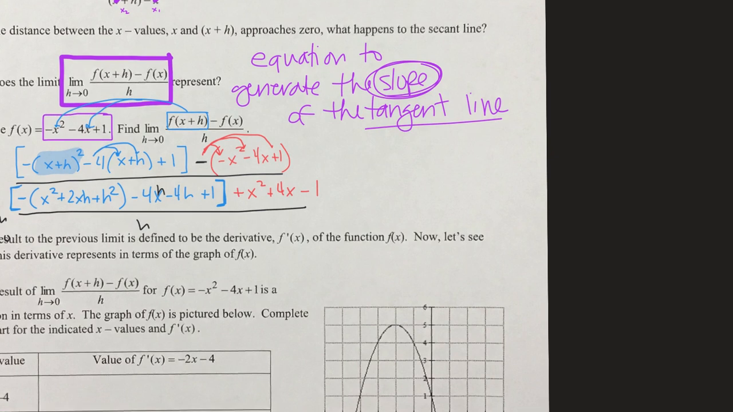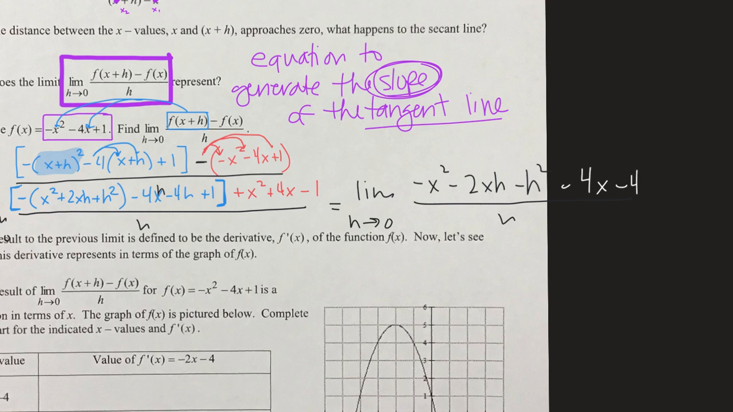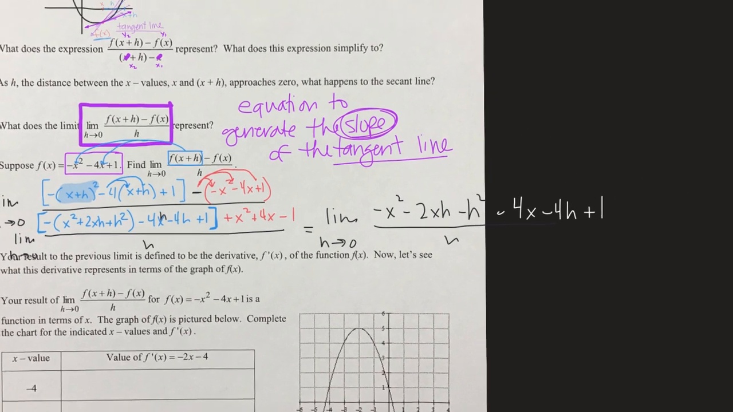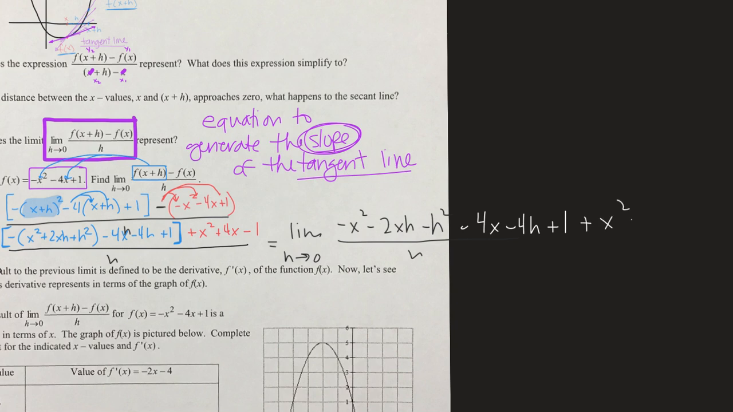Let's simplify the blue some more. So the limit as h goes to 0 of, this is going to be negative x squared minus 2xh minus h squared. And then we have a minus 4x and a minus 4h, a plus 1. And then we have a plus x squared, a plus 4x, and a plus 1. That's all the stuff we have in our numerator, all divided by h.